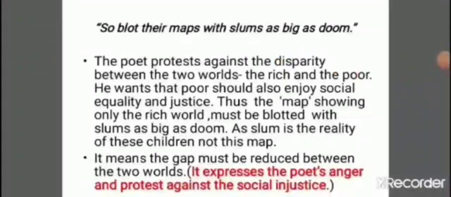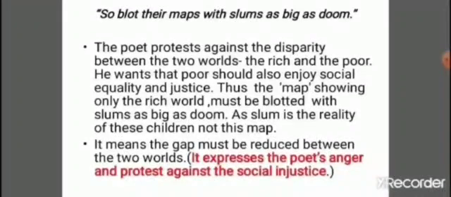So the poet says, so plots their maps with slums as big as doom. It means the poet protests against the disparity between the two worlds, the rich and the poor. He wants that the poor should also enjoy social equality and justice. Thus, the map showing only the rich world must be plotted with slums as big as doom.